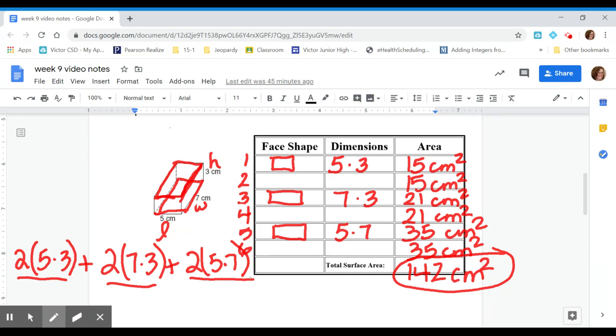So this will always work with a rectangular prism. The only time you would not have to have 6 faces is if this was a container. Suppose it was a shoebox without a top. Then we wouldn't include, for our top part, in this case that's 5 by 7, we would only include one of those faces. But for this week, we're going to keep it simple, and we're going to include all 6 faces.